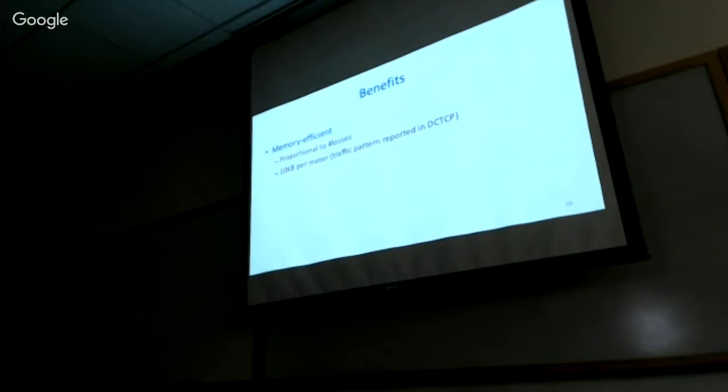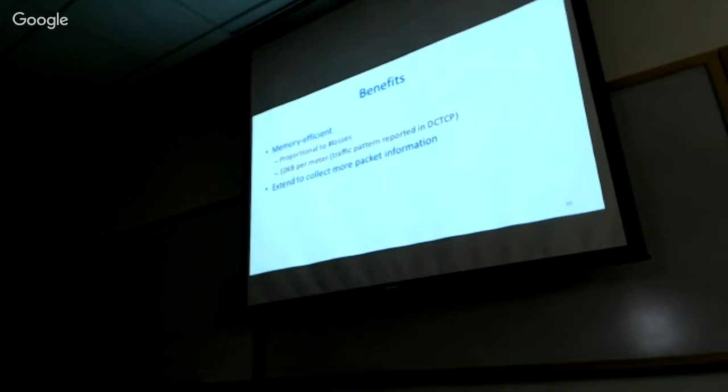The benefit of this method is that it's memory efficient, because the memory usage is only proportional to the number of losses. In our NS3 simulation, we use the traffic pattern reported in the DCTCP paper, and we find it only needs 10 kilobytes per meter to support all the losses per 10 milliseconds.